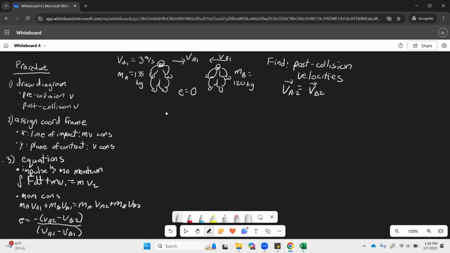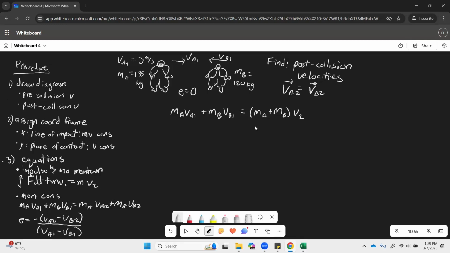So let's set this problem up. If E equals 0, then we actually don't even need to use the E equation because we will only have one unknown, and that will be the post-collision speed. So we'll use the conservation of momentum equation: MA VA1 plus MB VB1 equals, the objects stick, so we combine the masses, MA plus MB, times V2, because they share that same speed.